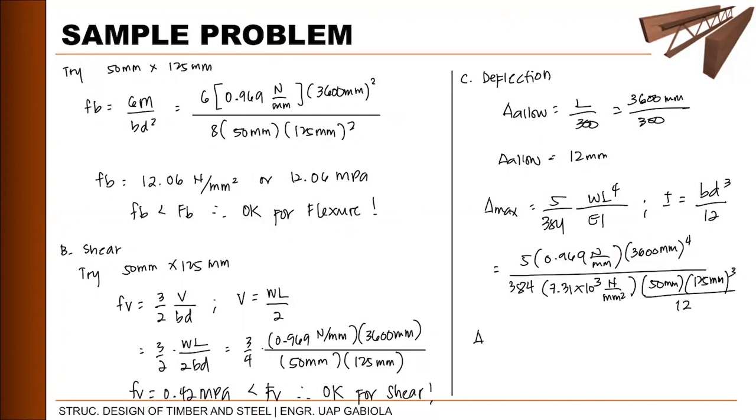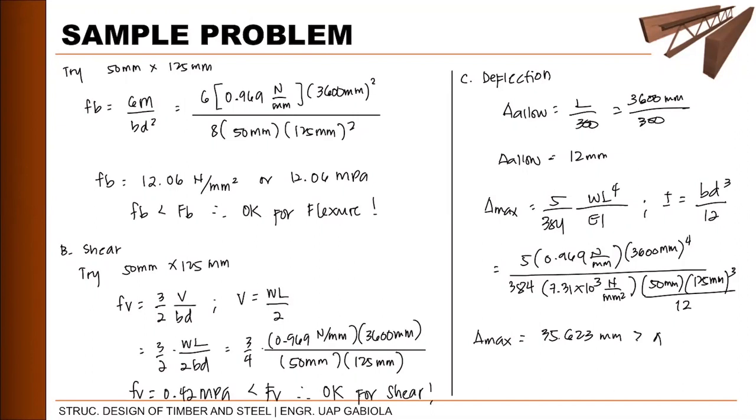Okay? So, pag kinalculate natin, that will be how much? 5 times 0.969 times 3,600 to the fourth. Yung 12, pwede natin i-multiply na sa numerator. Then 384, 7.31 times 10 to the 3 times 50 times 125 cube. We have a deflection value na 35.623 mm, which is greater than dun sa allowable natin.